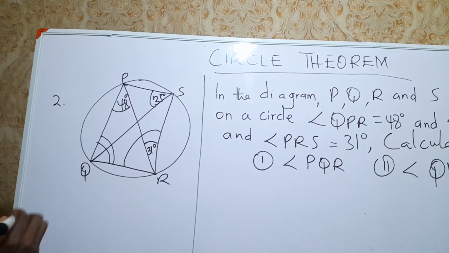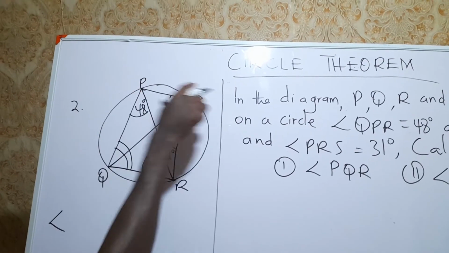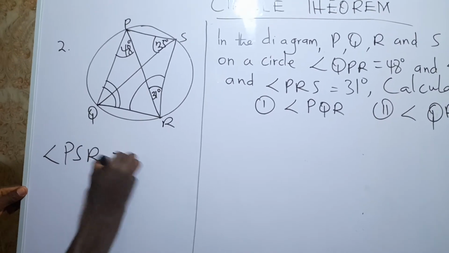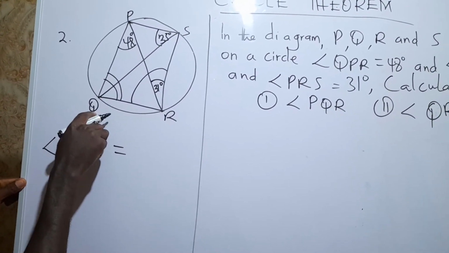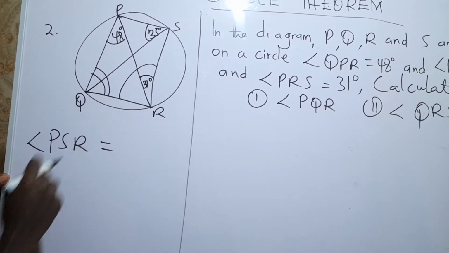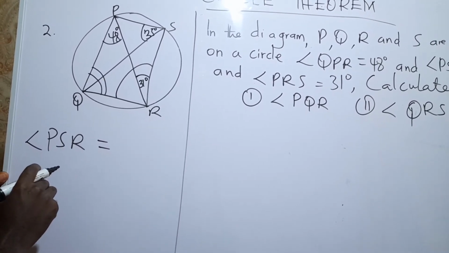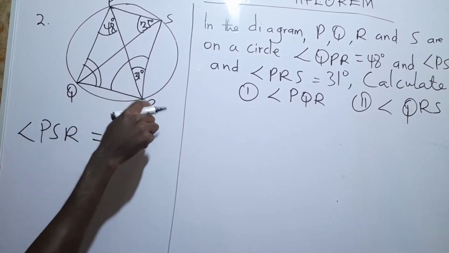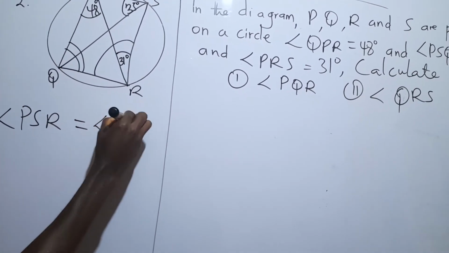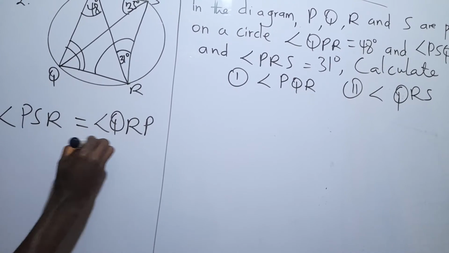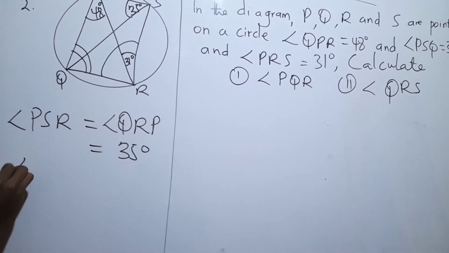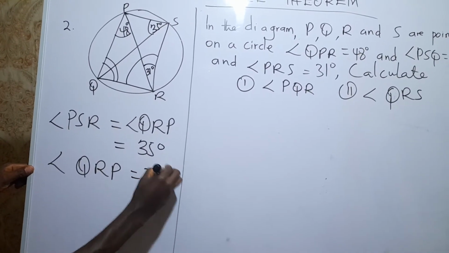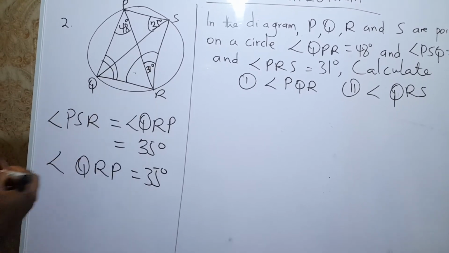So that's one property. So we say angle PSR, that's the 35, will be equal to angle QRP. I hope you get that. This angle will be equal to angle QRP, and they are all equal to 35 degrees. So we can say our angle QRP is equal to 35 degrees. So the angle here is 35 degrees.